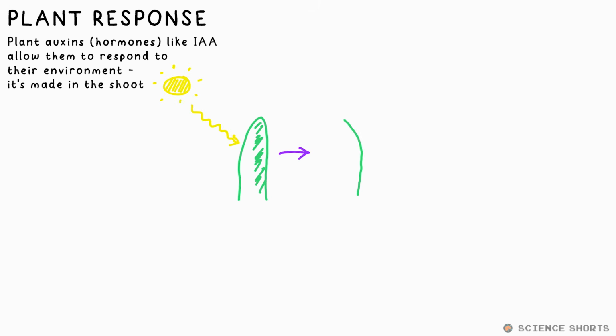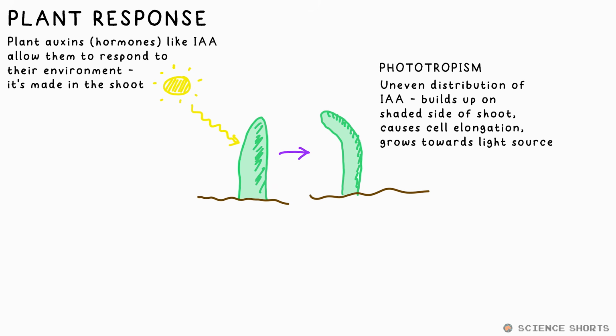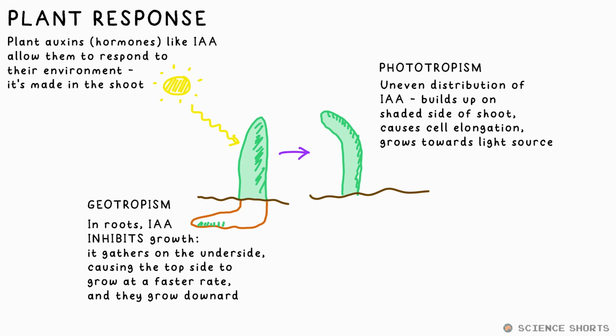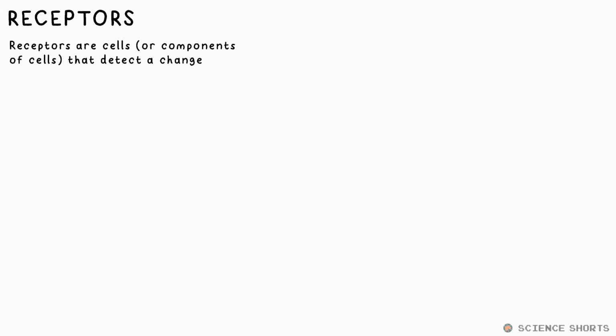Auxins, like IAA, are responsible for photo and geotropism. It's produced in the tips and shoots of a plant. Sunlight causes it to move to the shaded side of the shoot. There's an uneven distribution, and so it causes the cells to elongate so the shoot bends towards the sun, or light source. It has the opposite effect in roots. It gathers on the underside of a root where it actually inhibits growth, so the root grows downwards. This is geotropism.